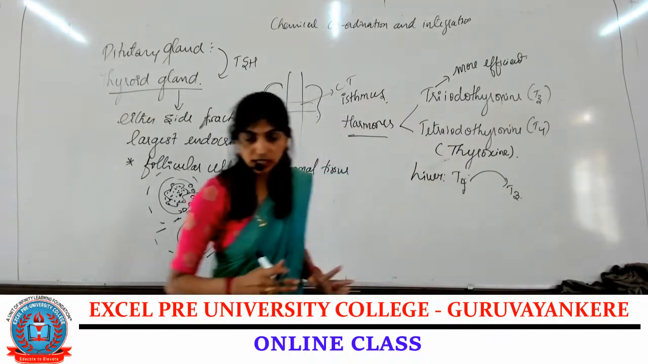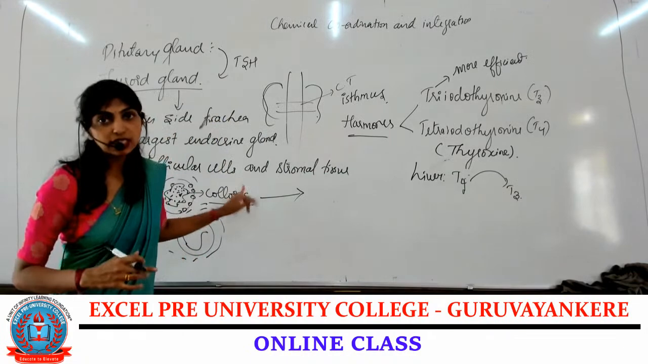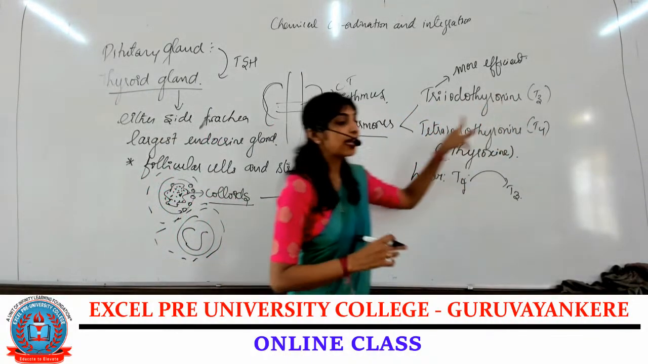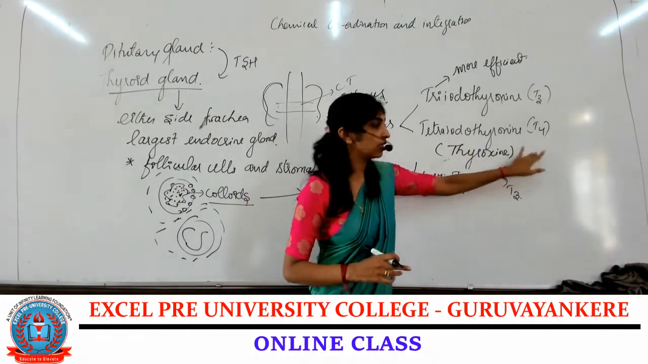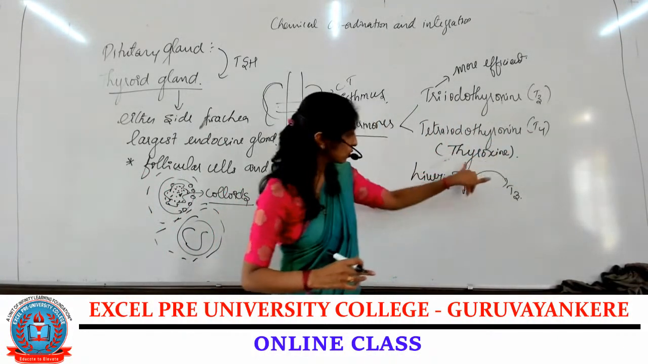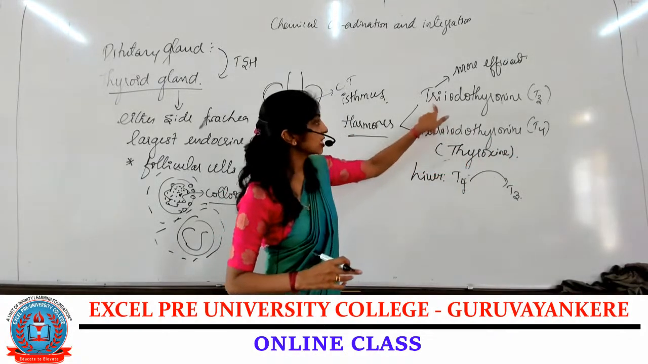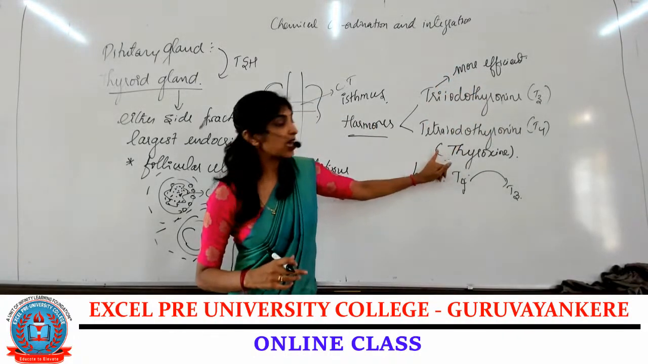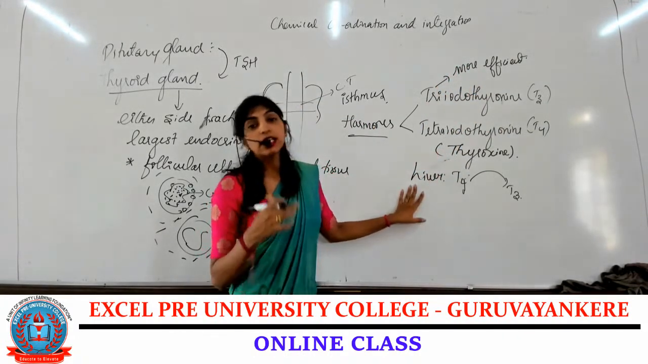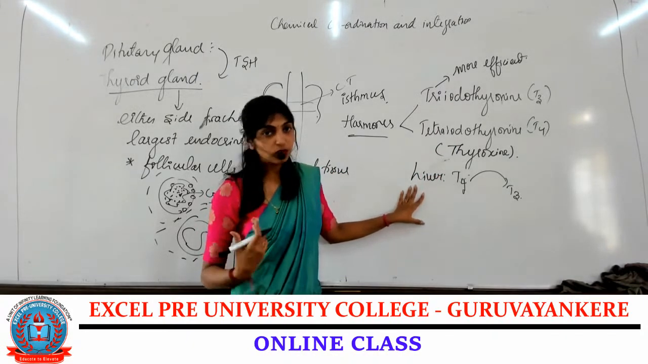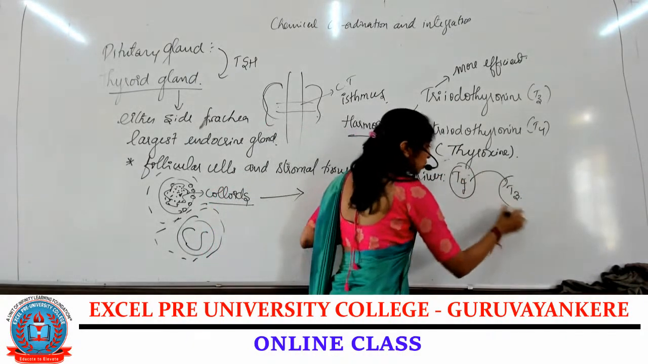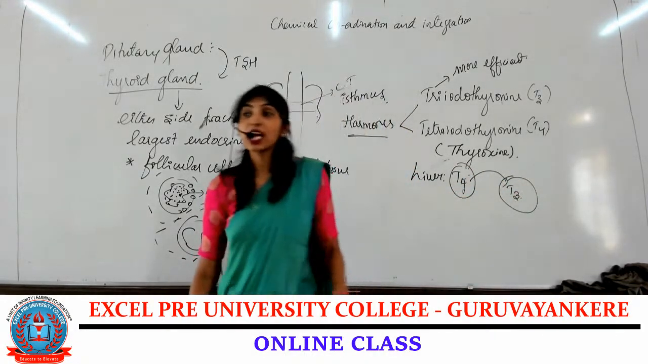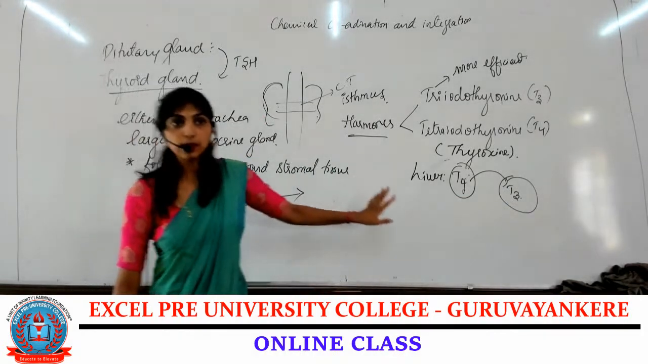Here, the follicular cells of the thyroid gland mainly secrete two types of hormones. One is triiodothyronine and the other is tetraiodothyronine, and tetraiodothyronine is also called thyroxine. Triiodothyronine is more efficient when compared to tetraiodothyronine. That is why, in the liver or in a different organ, T4 is converted into T3. That is, tetraiodothyronine is converted into triiodothyronine. Is it clear? Okay.